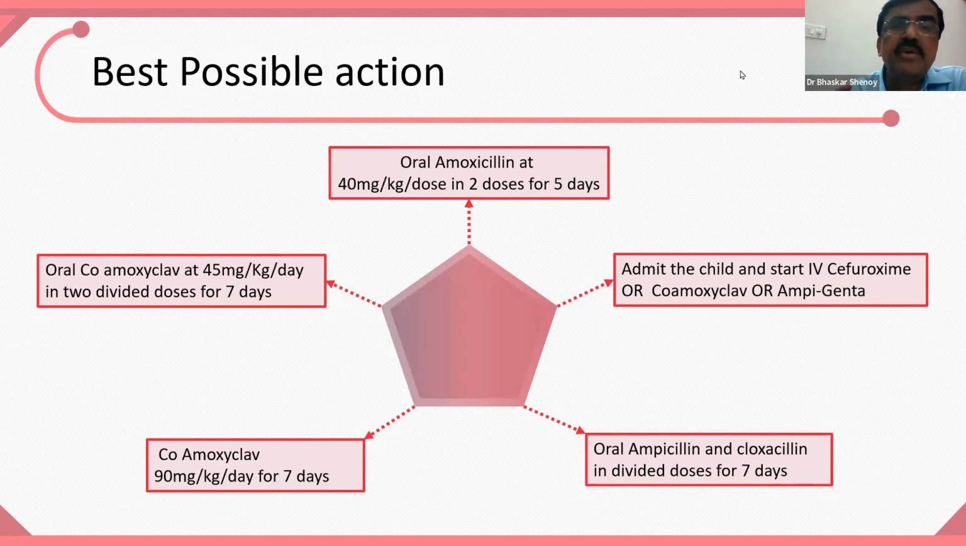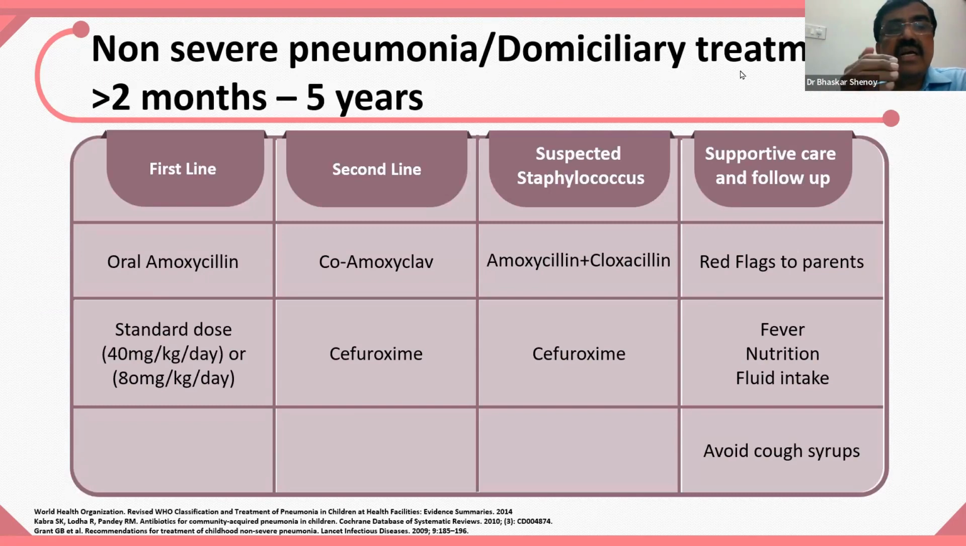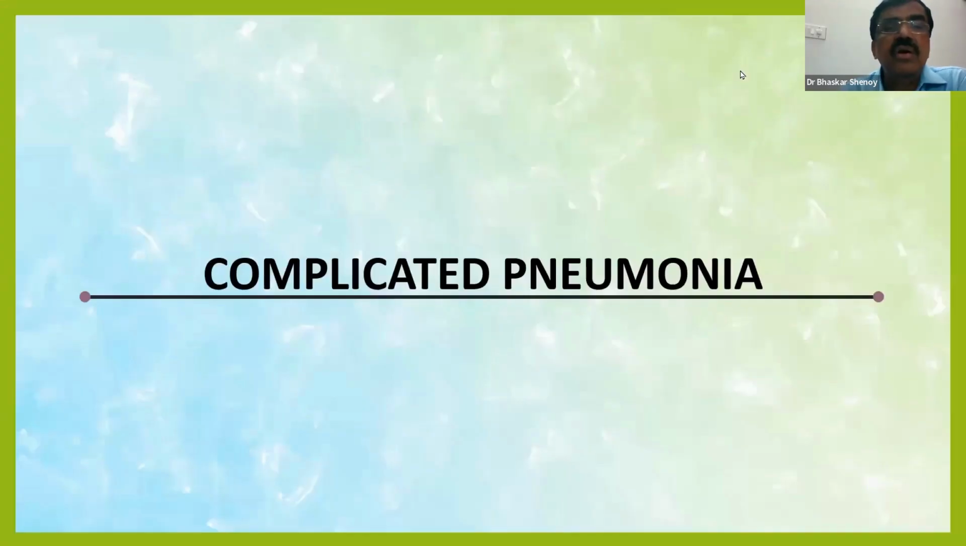Do you give oral amoxicillin at 40 mg per kg? Do you give oral co-amoxiclav at 45 milligram per kg? Co-amoxiclav at 90 milligram? Or you will admit, or you will give ampiclox. So non-severe pneumonia, the first line would be amoxicillin, then amoxiclav. Then there is a question, as Dr. Jog has discussed, whether it is 40 mg or 80 to 90 mg. These are the few questions that we have to answer.